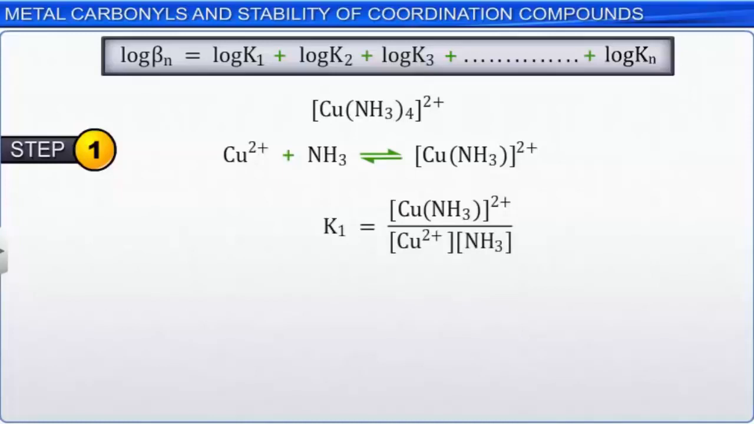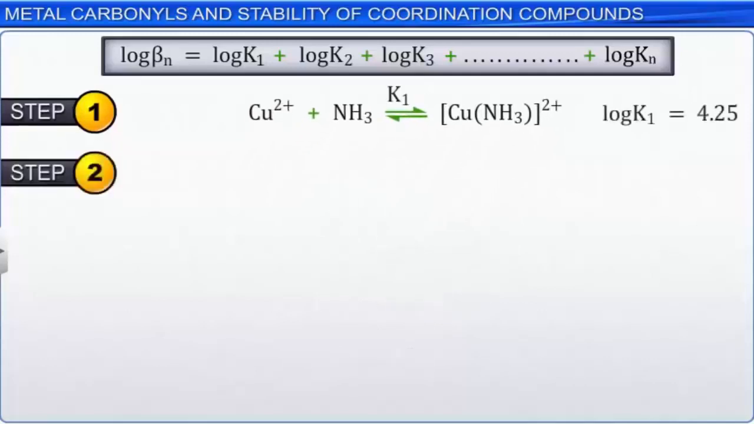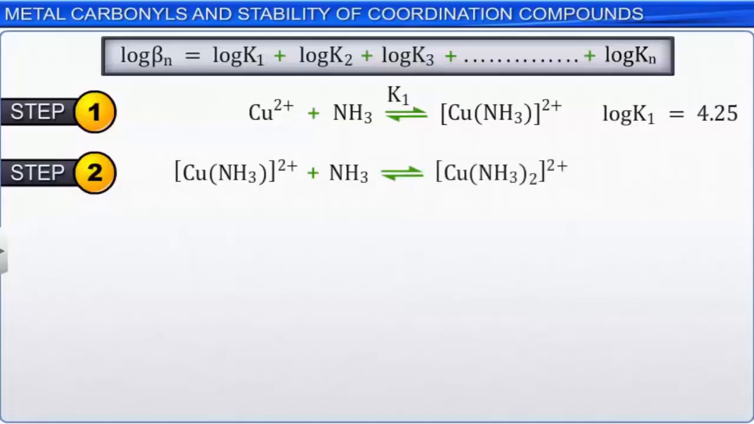The second step can be written as Cu(NH3)2+ plus NH3 in equilibrium with Cu(NH3)2 2+. The stability constant for this step may be written as the concentration of Cu(NH3)2 2+ divided by the product of the concentrations of Cu(NH3)2+ and NH3. Its log value is 3.61. The other two steps of the addition of ammonia ligands and their stepwise stability constants are as shown.